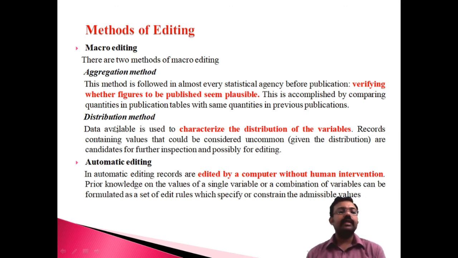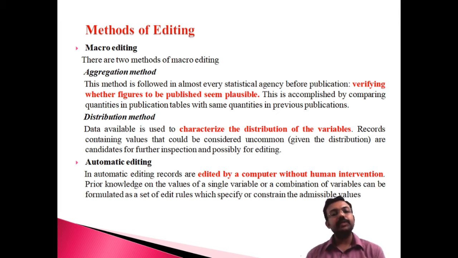Another method of editing is known as the distribution method. That means the available data is used to characterize the distribution of the variable. You are focusing on certain variables and collecting data based on them. Variables are a very important element. For example, if you are collecting data related to age, age is one of the important independent variables. Data records containing values that could be considered uncommon are candidates for further inspection and the possibility of editing.